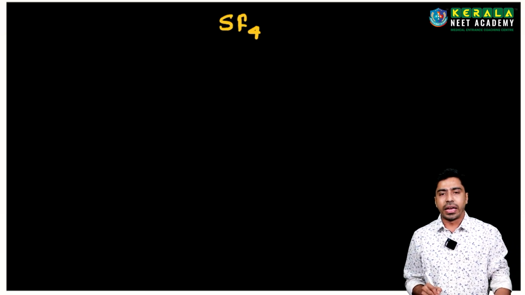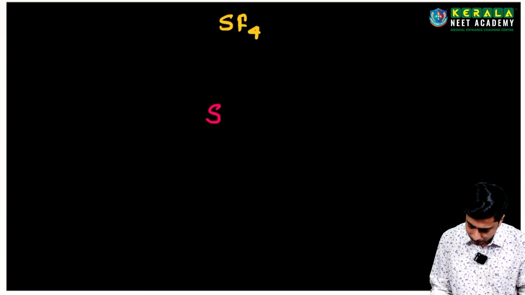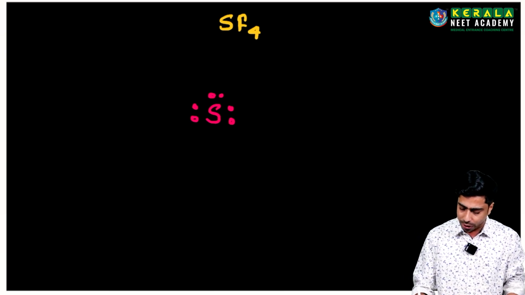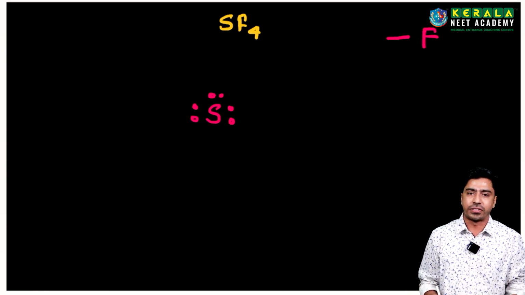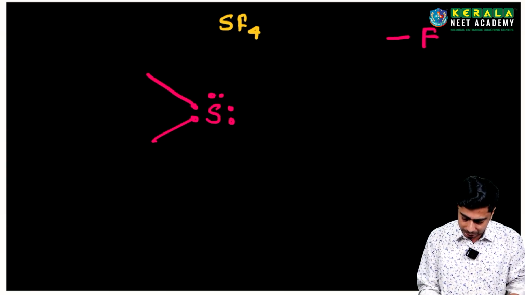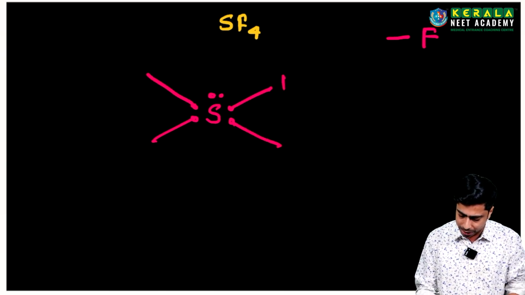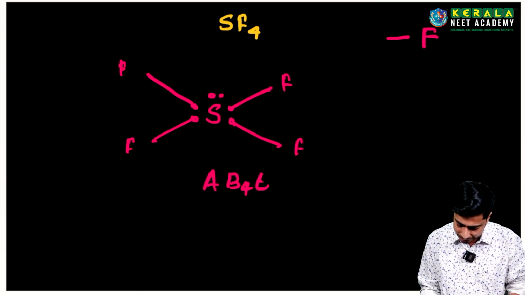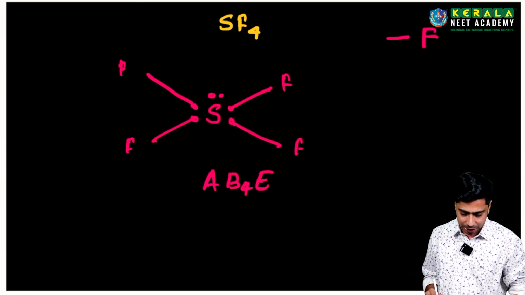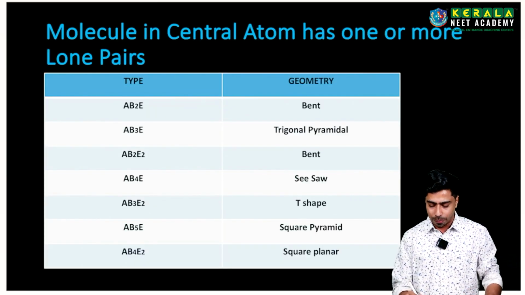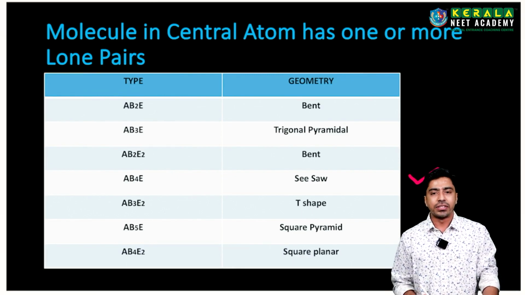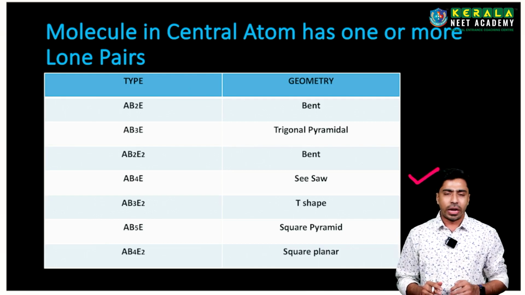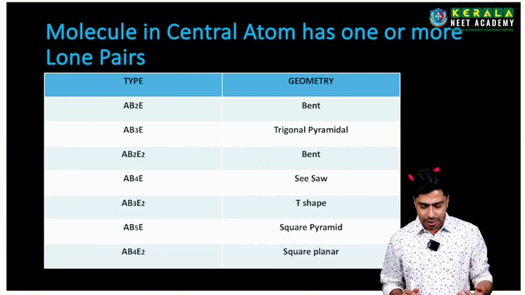Now we'll take another example, SF4. In case of SF4, now listen, sulfur has 6 valence electrons, and you know that fluorine will always make a single bond. So first fluorine, second fluorine, third, and fourth. So which category does it belong to? It belongs to the AB4E category. And what will be the shape of AB4E? An AB4E molecule will have a seesaw shape. That means SF4 will have a seesaw geometry. So for any molecule you get, we can predict the geometry.